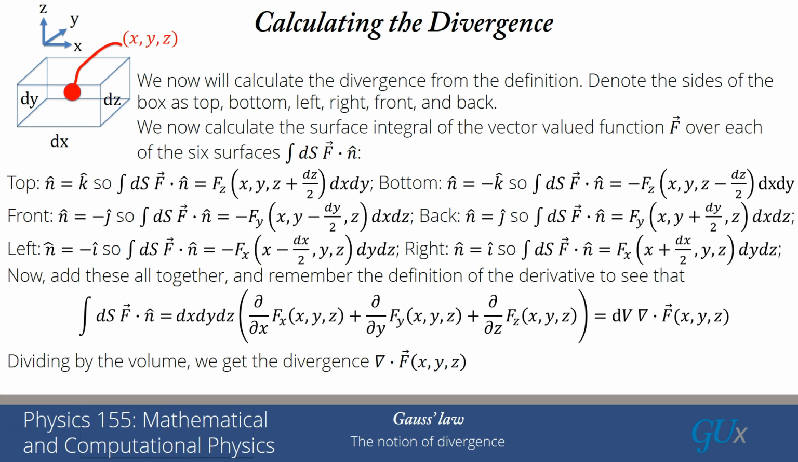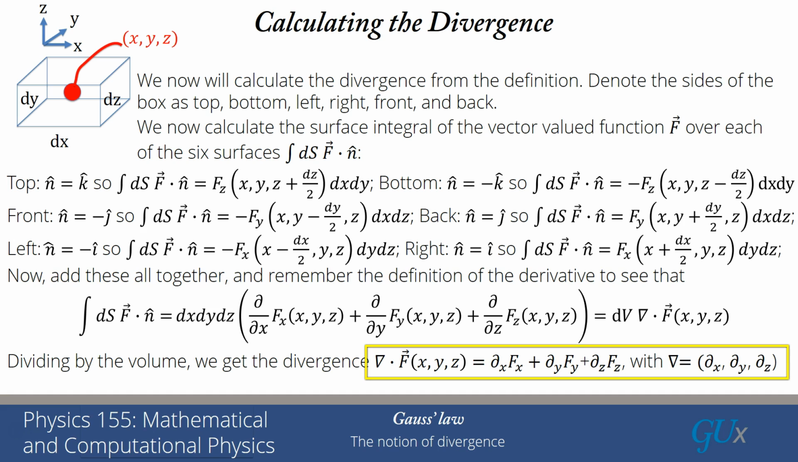So what we do is we divide by the volume on both sides. That then gets back to what we used as our definition of divergence. And so del dot f, which is the divergence of f, is just d by dx of fx plus d by dy of fy plus d by dz of fz.